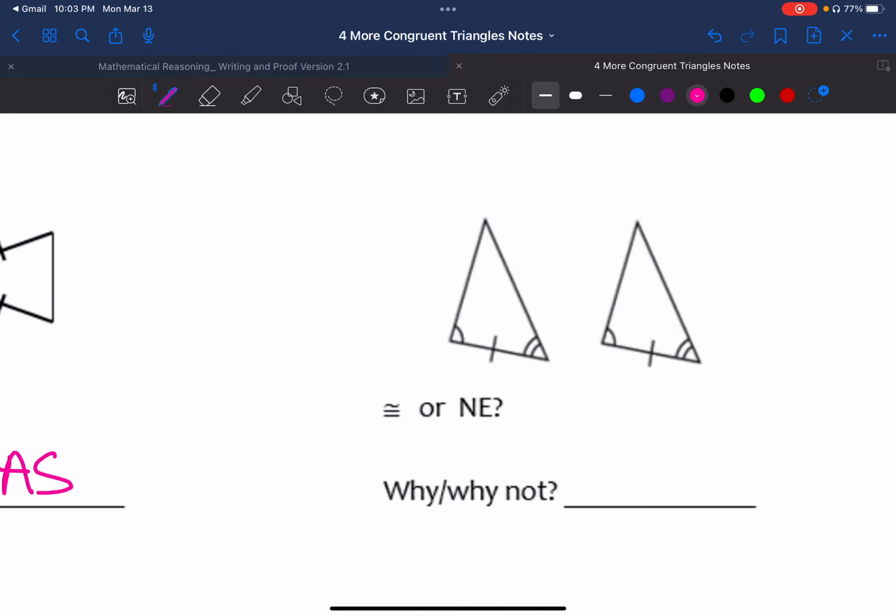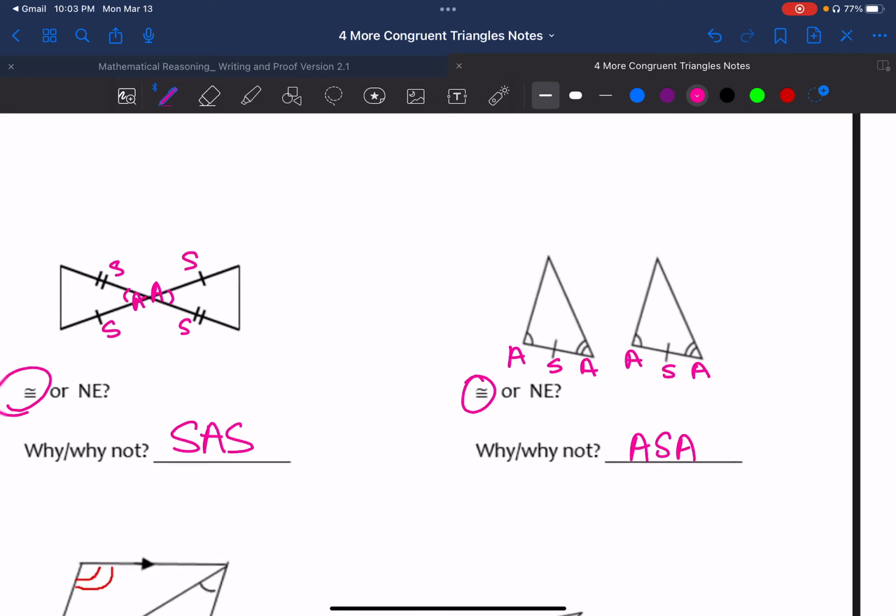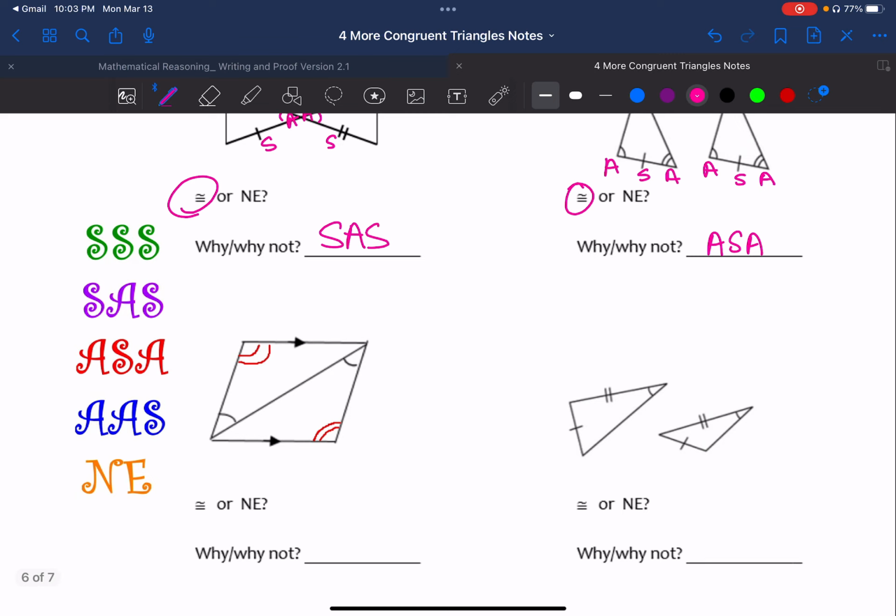Looking at this one, I got ASA. They are clearly congruent by ASA. This one, looking at it, I've got angle, side, angle, side. So congruent, AAS. You could have also said SAA. Either one works.